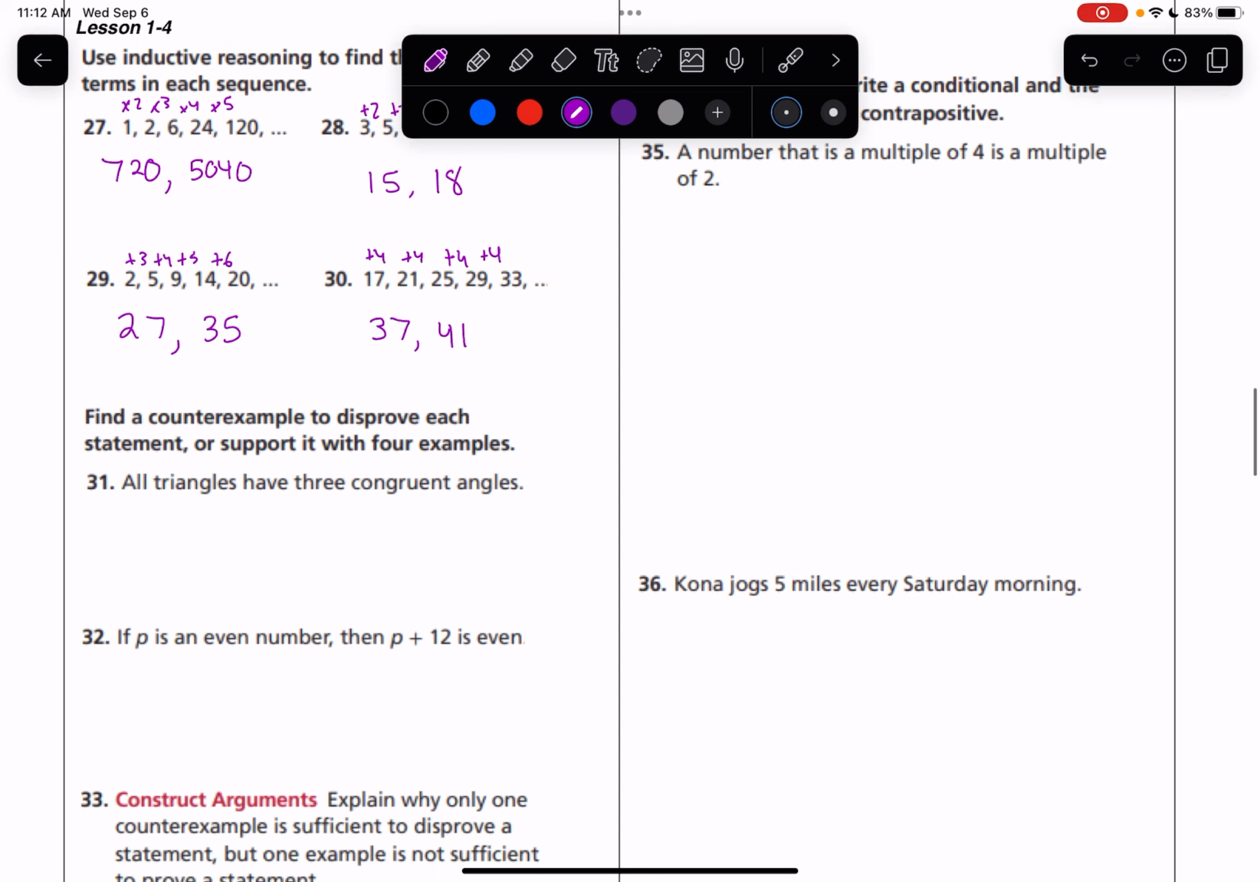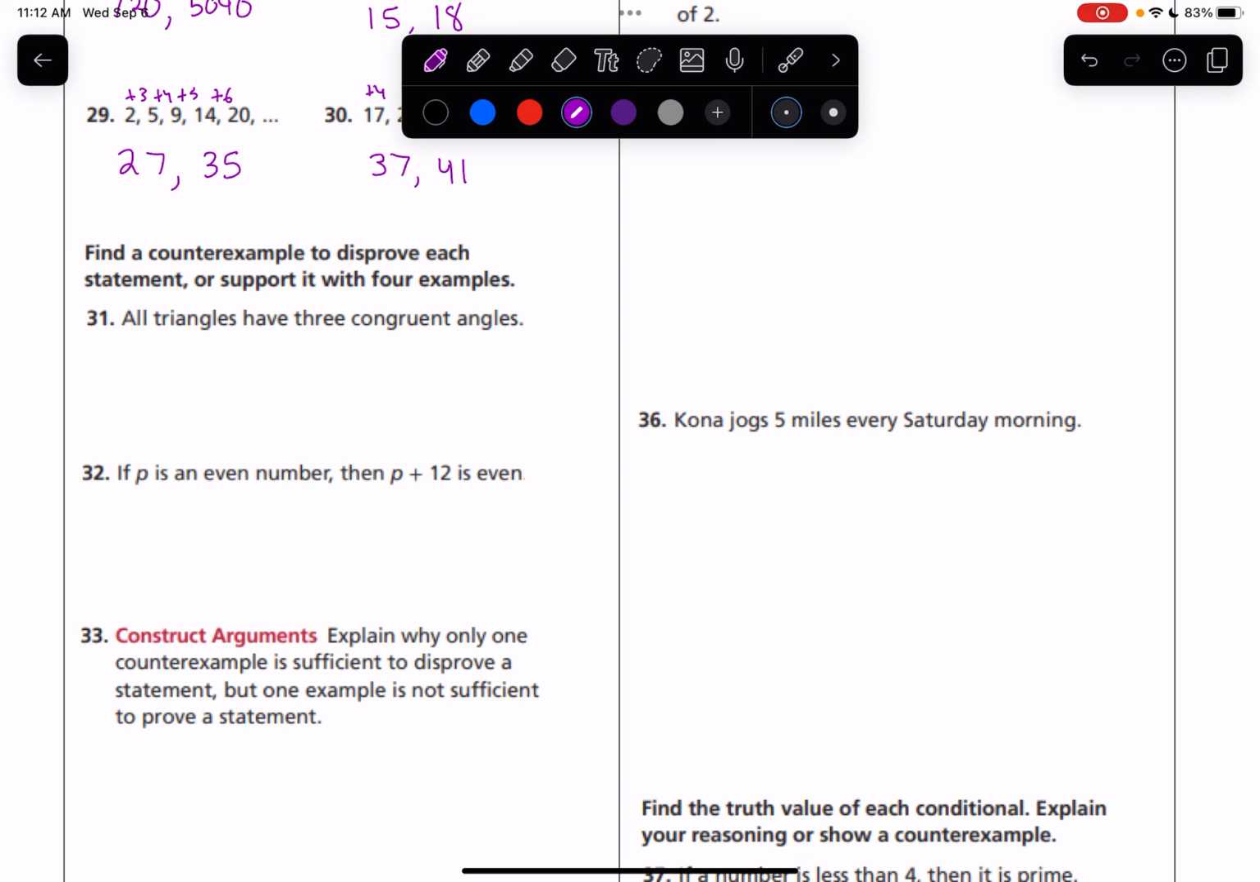All right. Down here, we want to find a counterexample to disprove each statement or support it with 4 examples. So 31 says all triangles have 3 congruent angles, but that's not true. So we could show with an example that that's not true. For example, in a right triangle, I know that that's a triangle, but it doesn't have 3 congruent angles because one of them is 90 degrees. So that would be a counterexample.